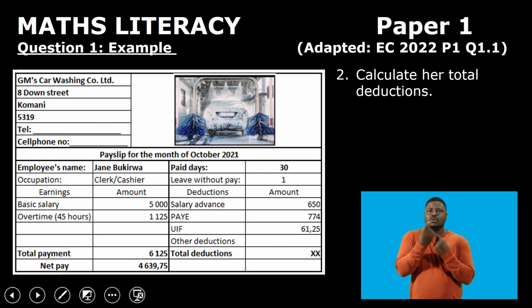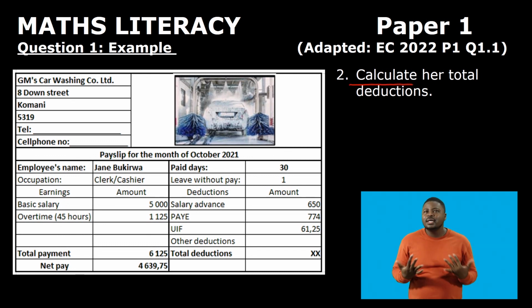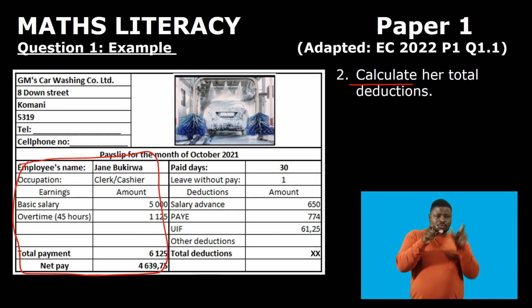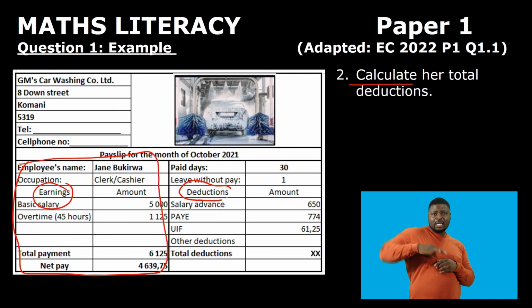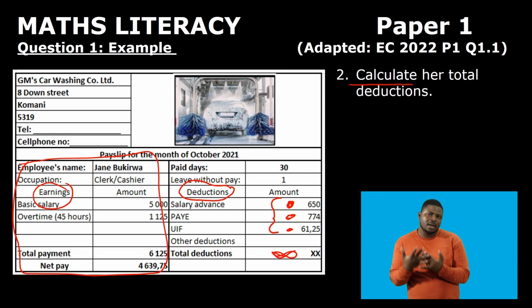If we look at the second one, calculate her total deductions. Calculate being the action verb. Remember, on a payslip, there's two sides. The first one will be her earnings, and the second side is the deductions. So she had a salary advance of 650, then her income tax, 774, UIF, 61.25, and then no other deductions. So you had to add those together and then you will arrive at the total deductions.